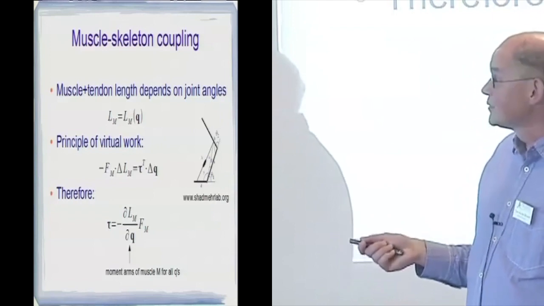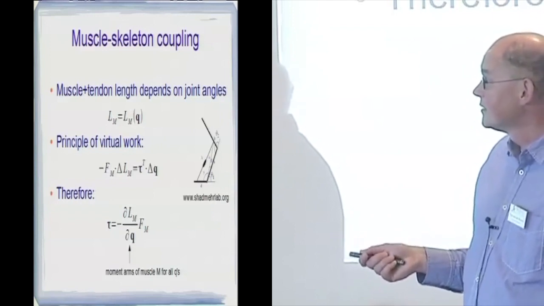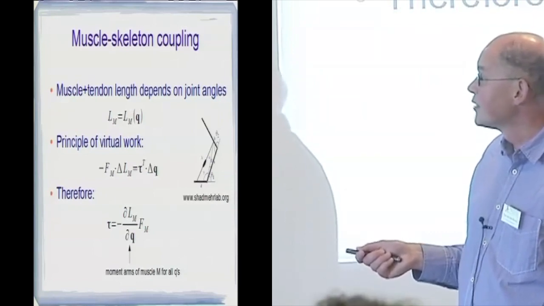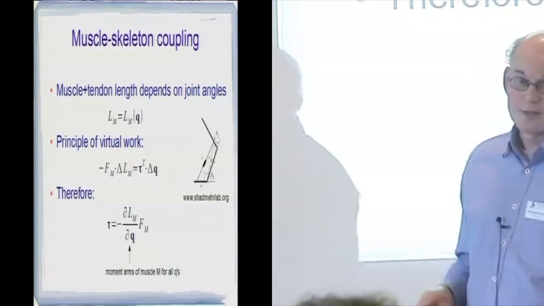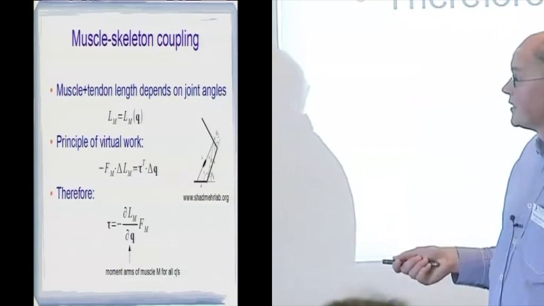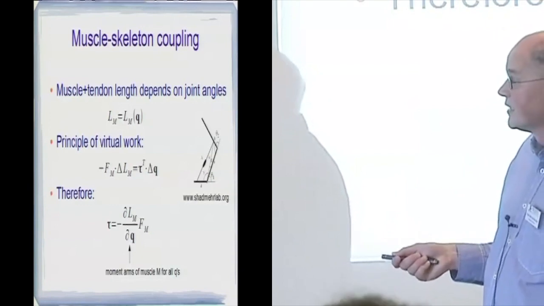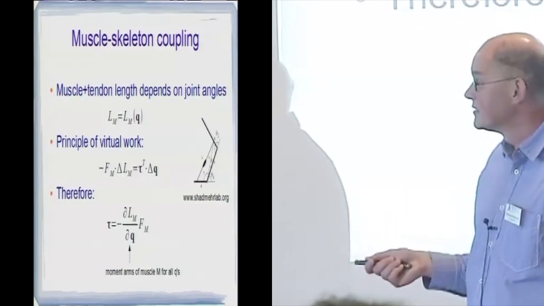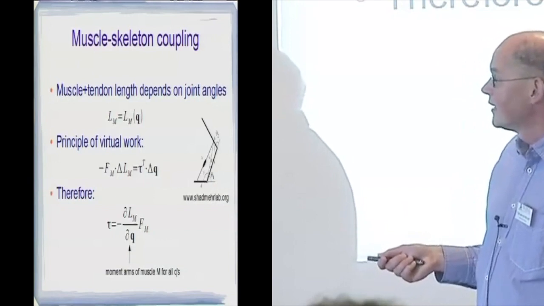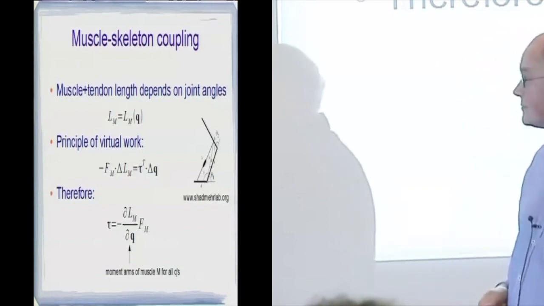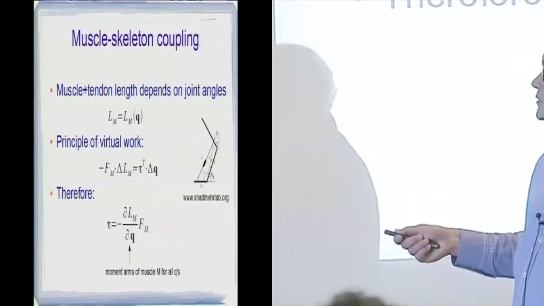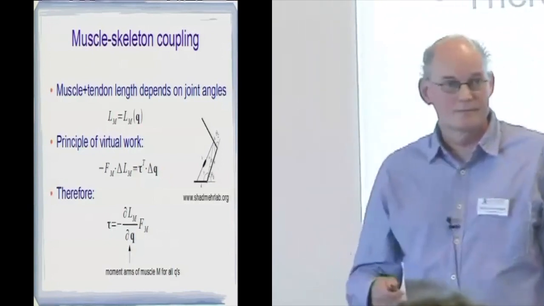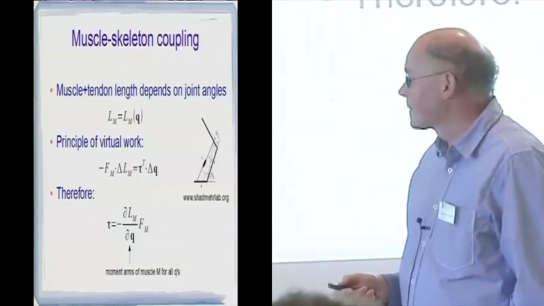If you apply the principle of virtual work, so you have an infinitesimal change in joint angles, that gives you an infinitesimal change in muscle length. And then the amount of work done by the joint torques must be the same as the amount of work done by the muscles. And therefore, the joint torques are related to the muscle forces through this gradient, the gradient of the muscle length with respect to the joint angles. And those are the moment arms. So if you have this, all you have to do is take the derivative and you get the moment arms. I'll get to that in the next slide.